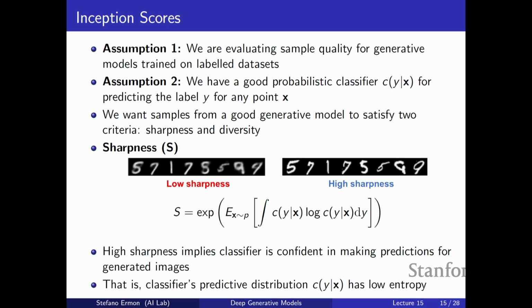And so when the classifier's predictive distribution has low entropy, so the classifier is putting all the probability mass on a single y and is very confident in the prediction that it makes, then the sharpness value is going to be high.